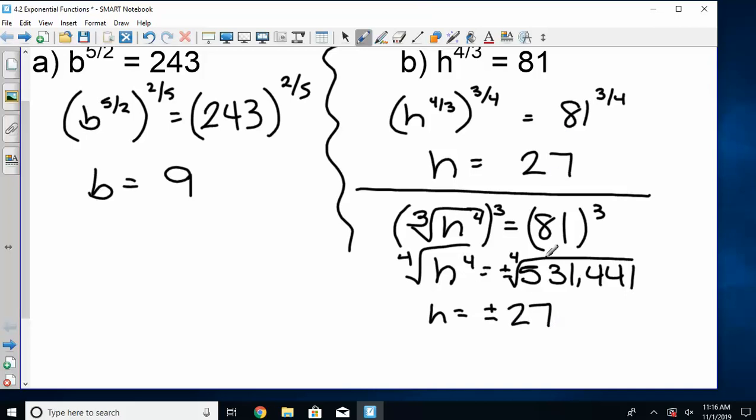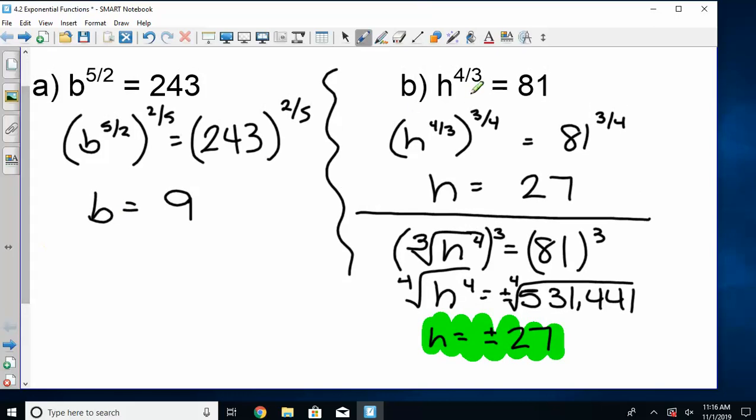Okay. So I got two different answers. This is the correct answer. Plus and minus 27. If you do the first method, you notice it worked on part A, but on part B I only got half my answer. Do you know why?